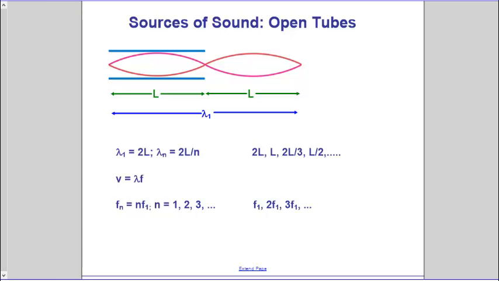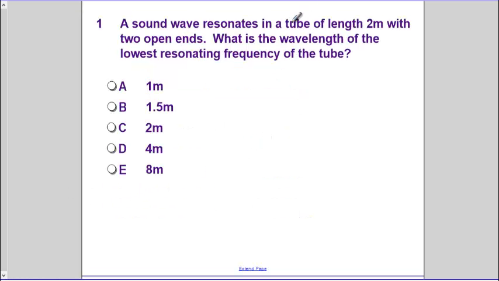And again, there's the formula. Finding the wavelength is 2 times the length over the number of the antinodes, and again the frequency. We're good to go. Let's look at a question. A sound wave resonates in a tube of length 2 meters with 2 open ends. What is the wavelength of the lowest frequency in the tube? That lowest frequency is called the fundamental frequency.